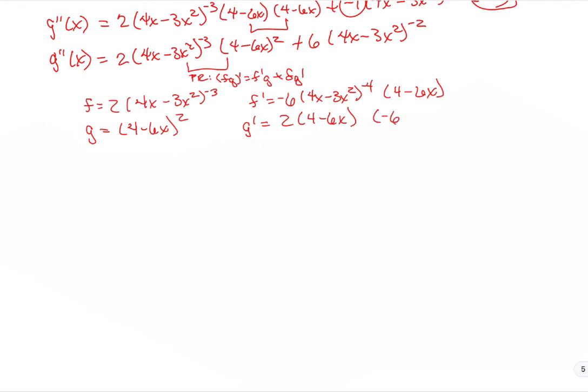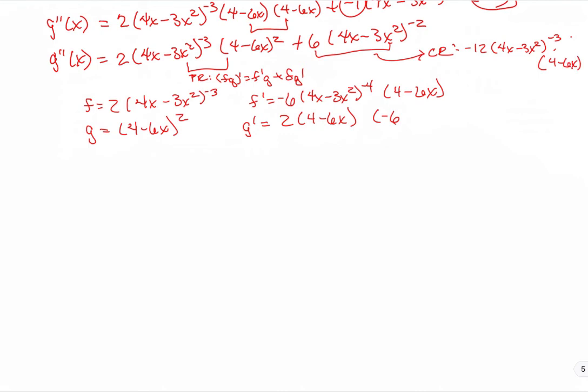So that's the first one. This one is chain rule. So to take its derivative, you're going to have negative 12 times (4x minus 3x squared) to the negative 3 times the (4 minus 6x). All right? So that's each piece.